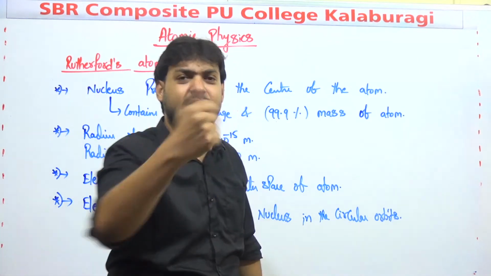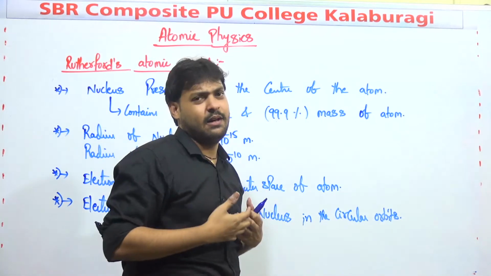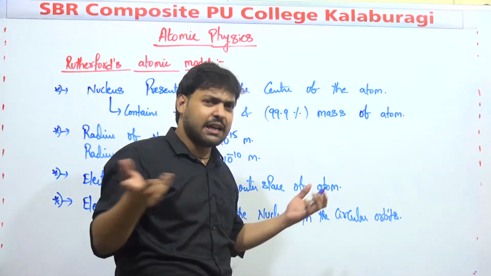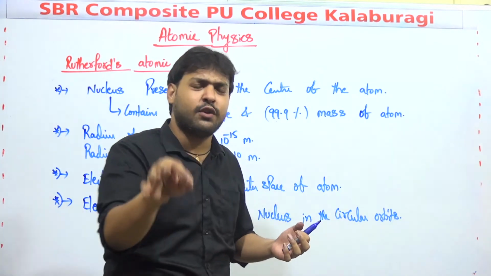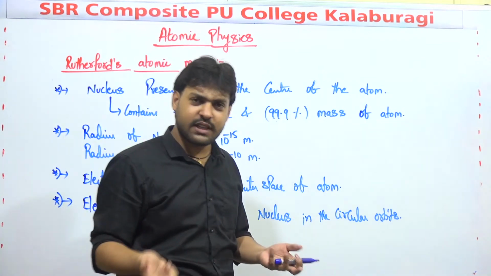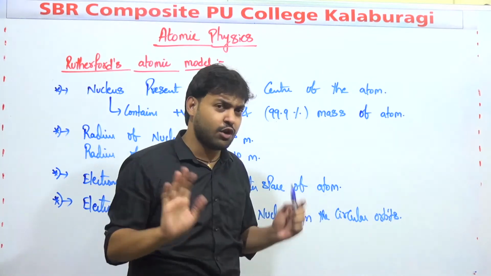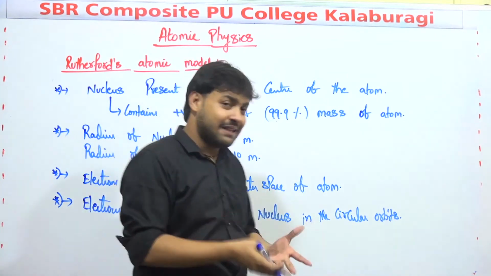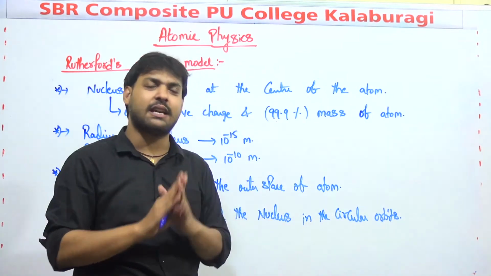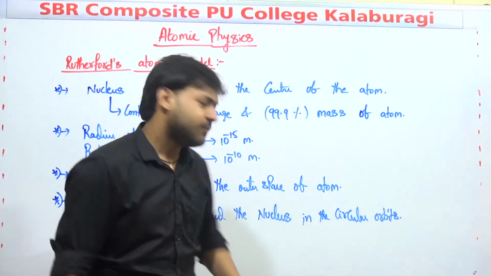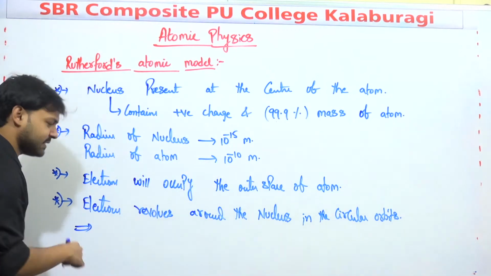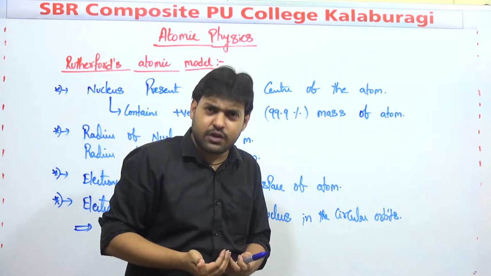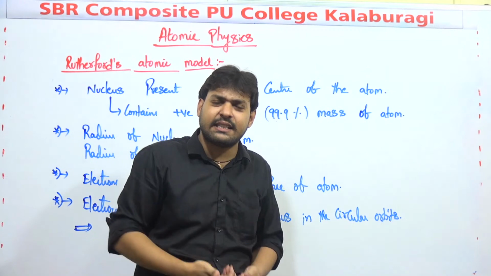How many minimum forces are required? To revolve an electron, or whatever particle it may be, in circular motion, how many minimum forces are required? Two. Okay, two forces are required in circular motion. So what are those two forces balancing such that the electron revolves in the circular orbits? One is centripetal force. So who will give that necessary centripetal force?